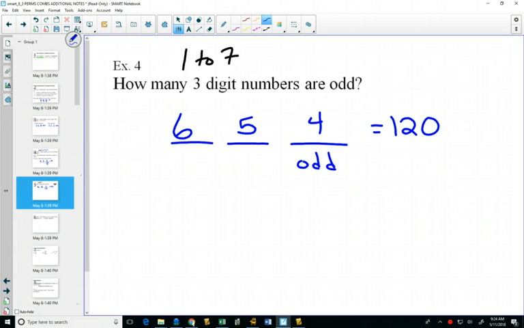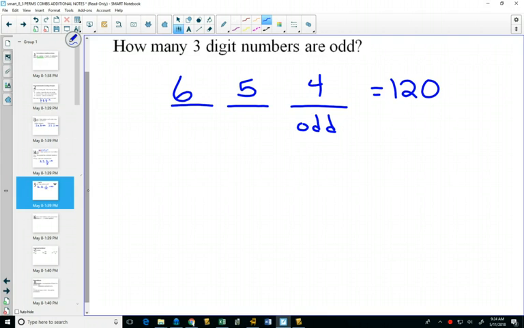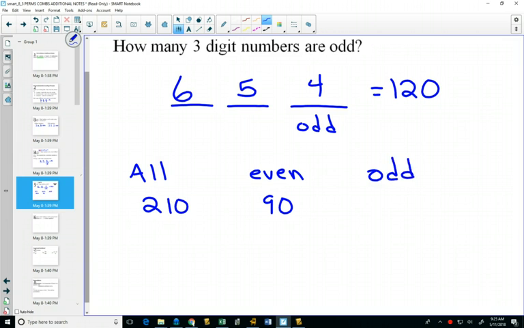So my question is, how could we use example 2 and example 3 to figure out this same thing? Well, in example 3, we figured out there was 90 even ones. In example 2, we figured out all of them. Without repetition, all of them was 210. So how does this help us find out how many odd ones there would be?